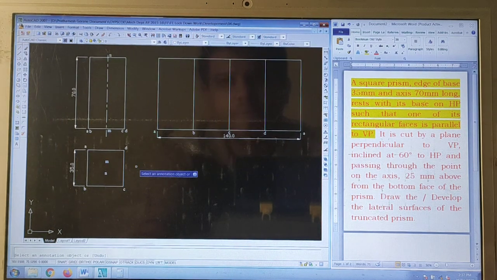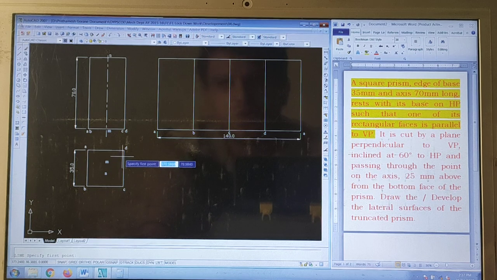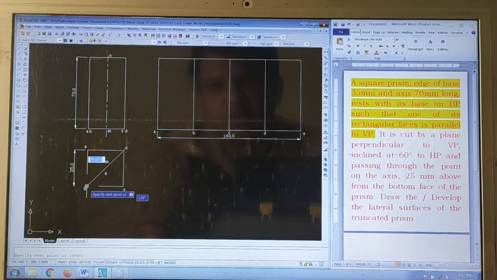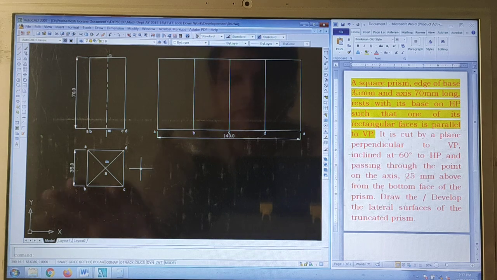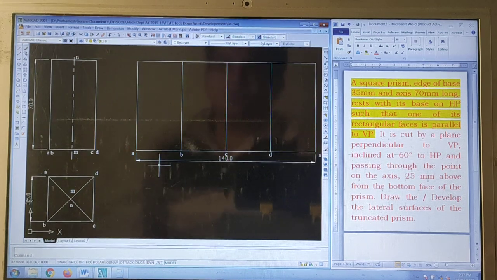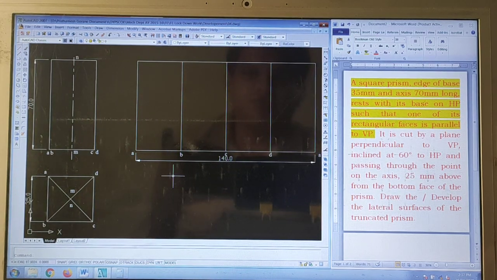Now the axis we have not drawn, so let us draw it. So this is the solution of a basic problem. If the basic problem is being asked, you are supposed to draw this much of the portion.